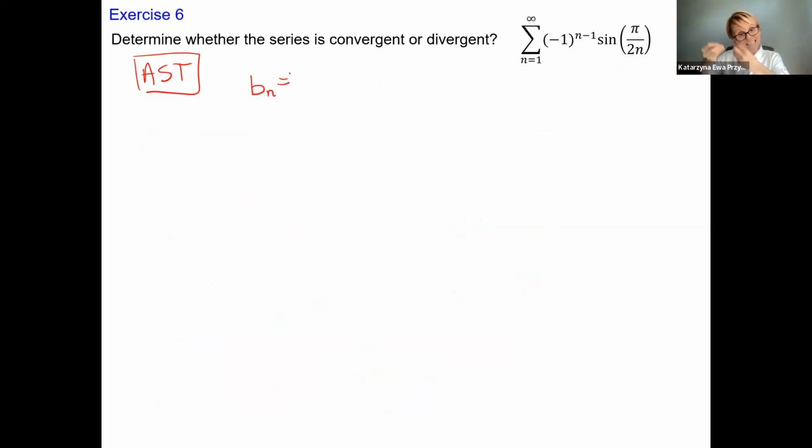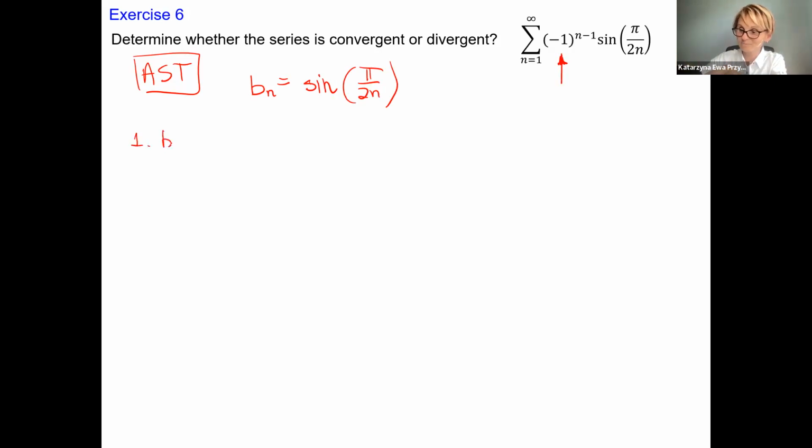First of all, we have to identify b sub n. b sub n is the part of the formula without the alternation, because that's important. And now we remember the conditions. It's quite an easy test if it works. b sub n must be positive, the limit at infinity must be 0, and it must be decreasing. If b sub n satisfies all of these 3 conditions, and of course it's an alternating series, then the series is convergent by AST.